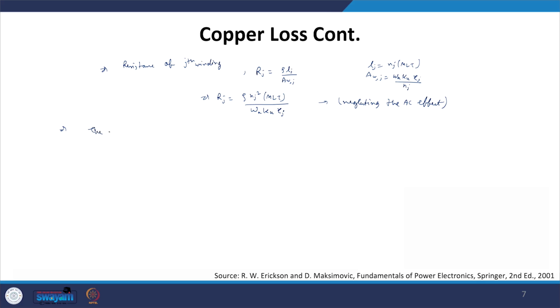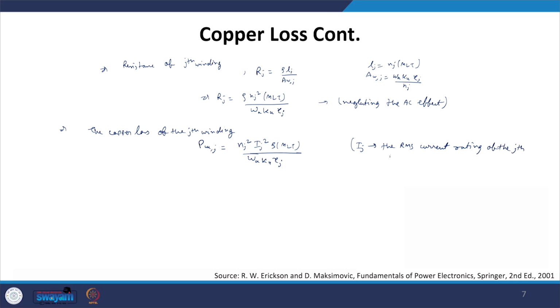So, the copper loss of the jth winding, PCUj, is nothing but Nj square Ij square rho MLT divided by WA Ku gamma j, where Ij is nothing but the RMS current rating of the jth winding.